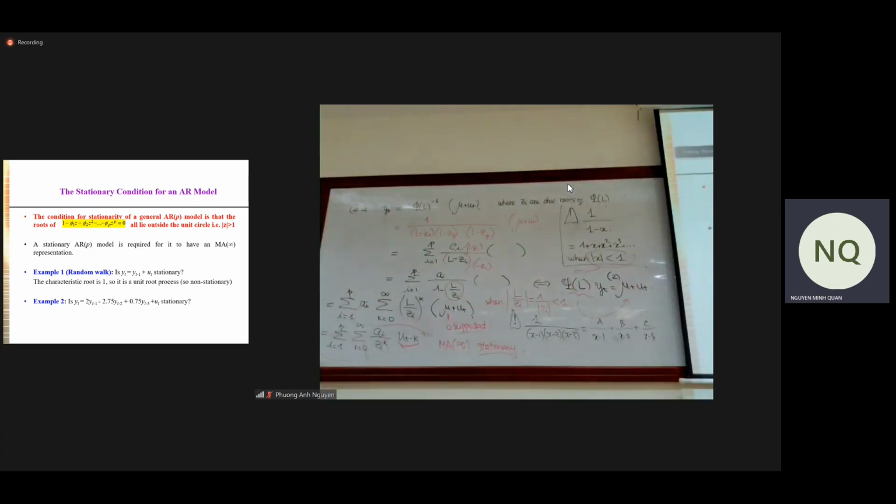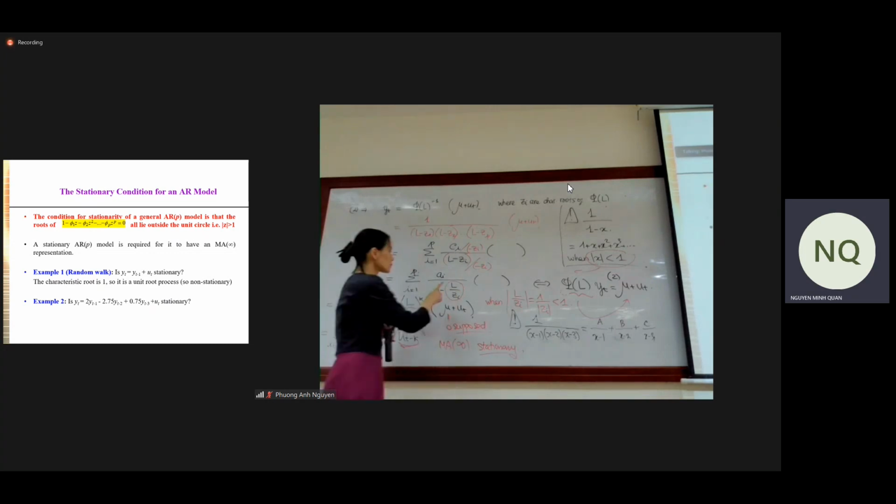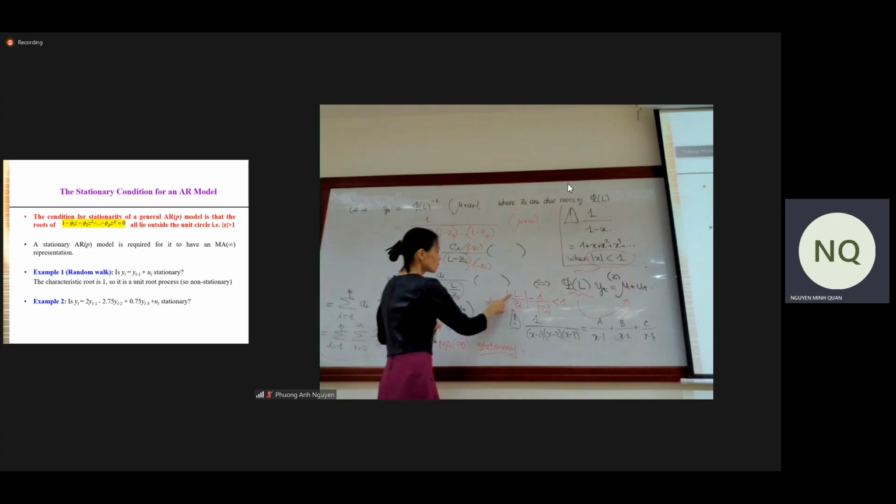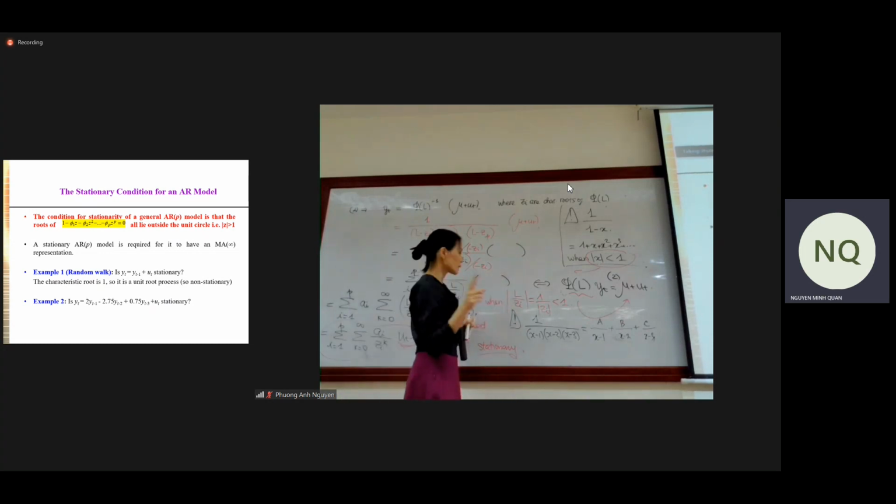Here we talk about the norm. It's not a number, you see? So you take the norm of L divided by Z_i. The norm of L is equal to 1. So that's the condition.